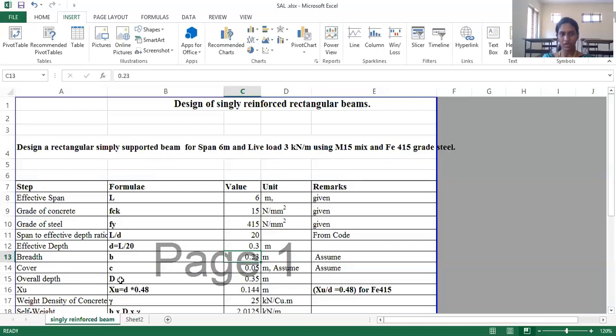The next step is overall depth. How to find the overall depth? Overall depth is the summation of effective depth plus cover. So these two will give the overall depth. This is calculated as 0.35 meter.